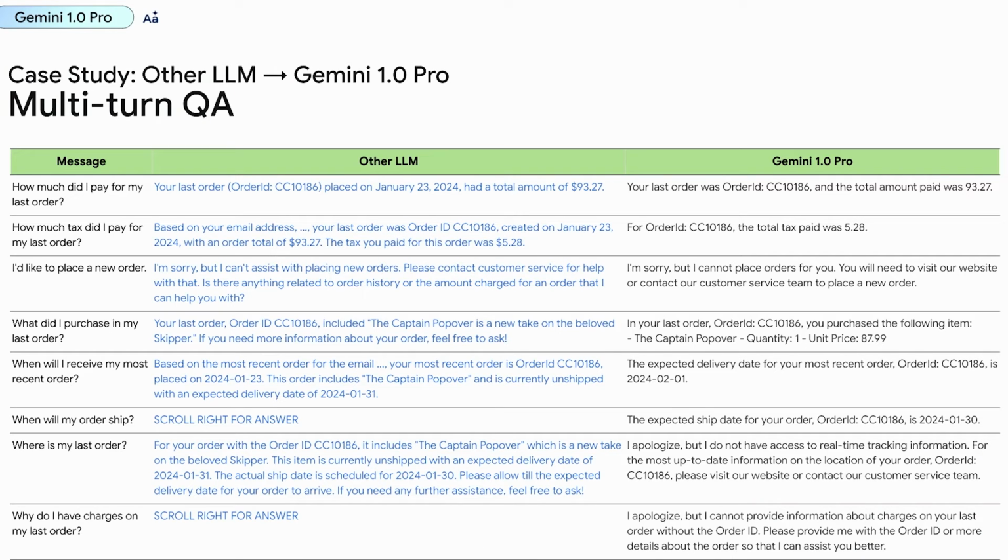So here we have a few case studies that we are helping our customers with, migrating to Gemini following some of those earlier tips I was sharing.